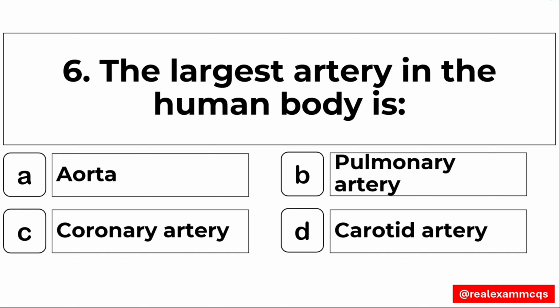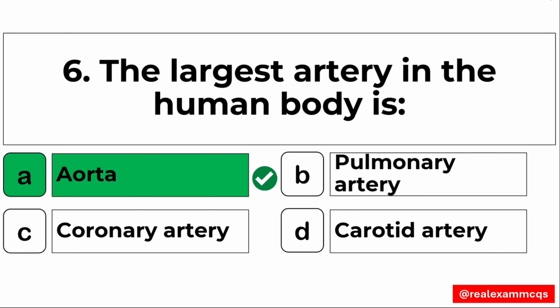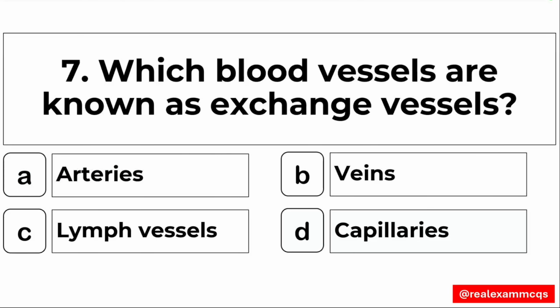Question 6. The largest artery in the human body is the aorta. Option A is the right answer. Question 7. Which blood vessels are known as exchange vessels? Right answer, option D, the capillaries.